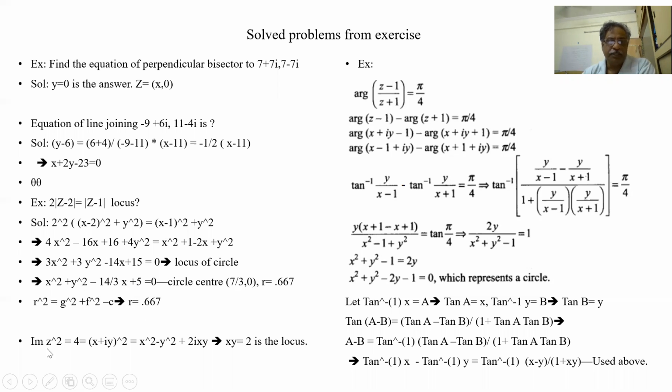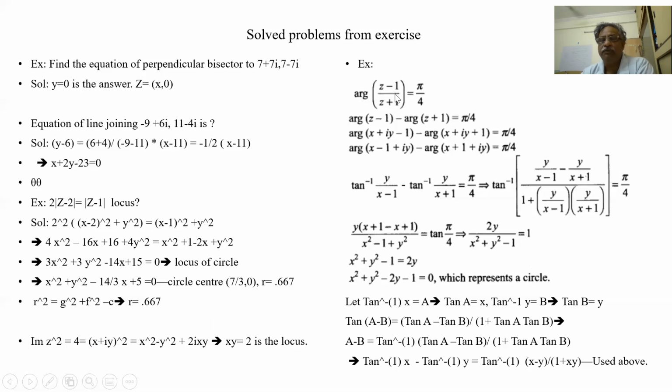So let us see another. If imaginary part of z square is 4, find the locus of the points. So z is x plus iy. I am putting the whole square: x square minus y square plus 2ixy. So what is the imaginary part of this? The imaginary part of this is 2xy. So 2xy is equal to 4, xy is equal to 2. This is the locus of this given condition.